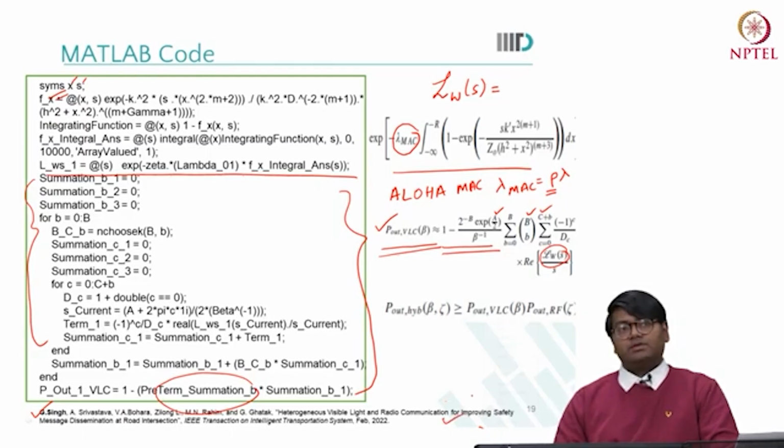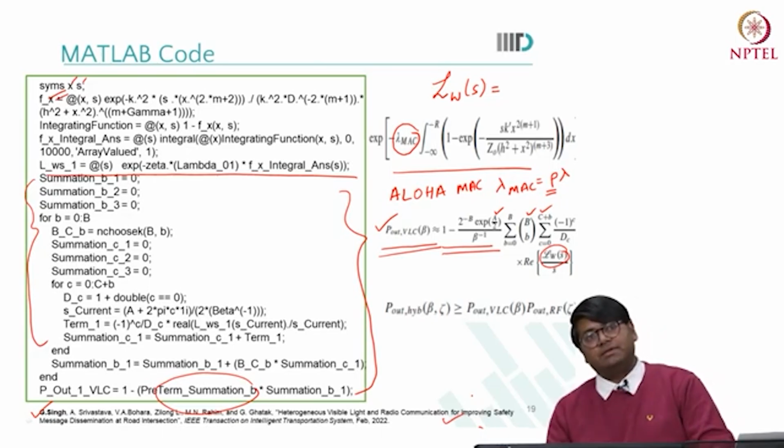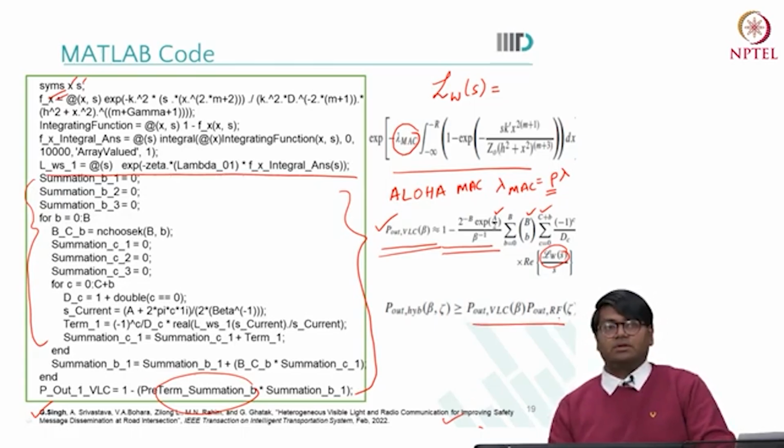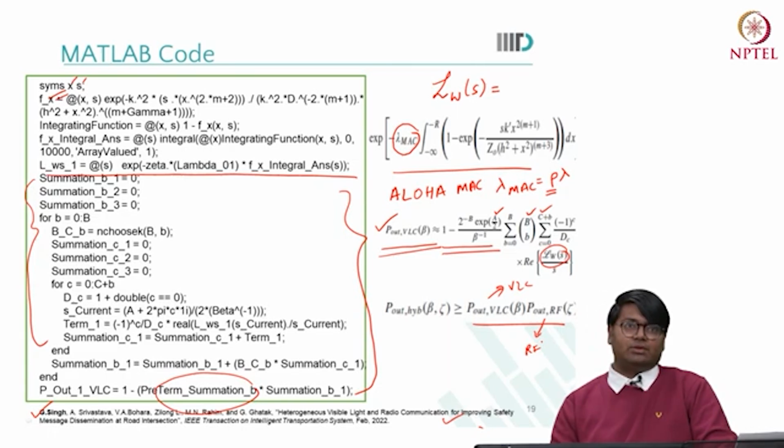Now, assuming vehicular VLC and RF to be statistically independent, the outage probability associated with the hybrid vehicular VLC, vehicular RF is given as the product of the two outage probabilities: the outage probability associated with the VLC and the outage probability associated with the RF. You can implement these equations numerically and verify your analytical results using the simulation results.